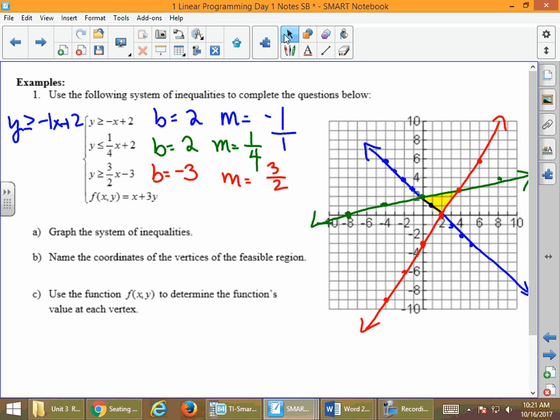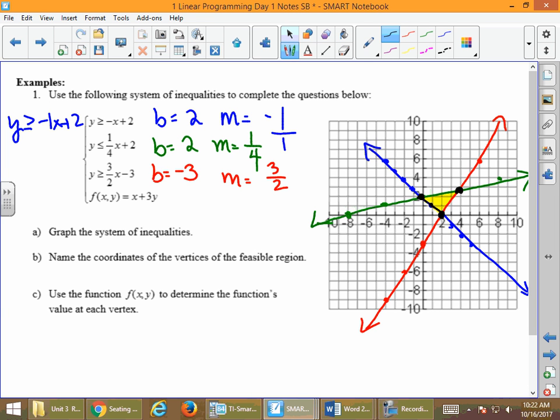What we're looking for when we do these problems is we want to come up with the vertices of the polygon, in this case a triangle, and the vertices are going to be here, and here, and here. I'm a little bit off on that third one, but I know what the points are. And that's what part B says.